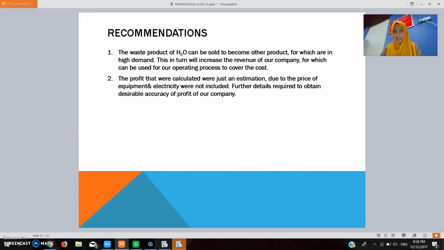For our recommendation, first, the waste product of H2O can be sold to become other products which are in high demand. This in turn will increase the revenue of our company, which can be used to cover the operating cost. Second, the profit that was calculated is just an estimation, as the price of equipment and electricity were not included. Further details are required to obtain desirable accuracy of the profit of our company.